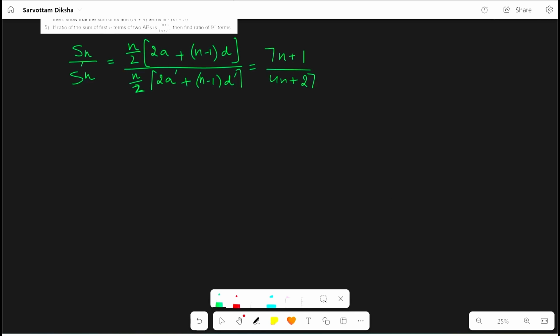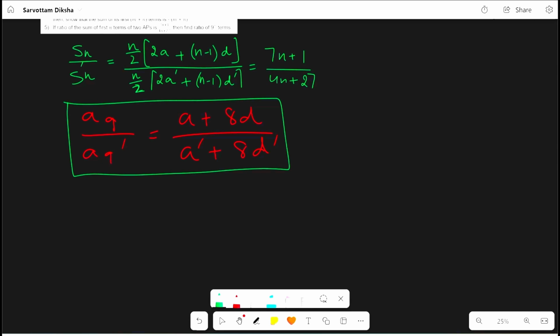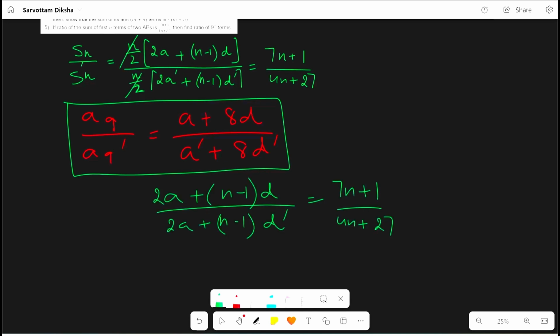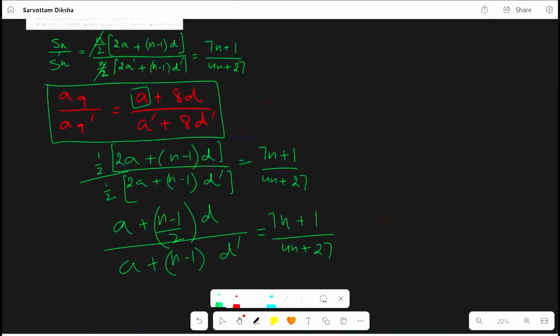Let me write what I have to find. Right. So I will do reverse working now. How can I derive this box? So n by 2 anyhow gets cancelled, right? So what do I have further? This is what I am getting. Now since I have a over here I have just a. I will divide both numerator and denominator by half. See, dividing by half doesn't make any difference because half by half is 1 only. So what I am getting further, just see.